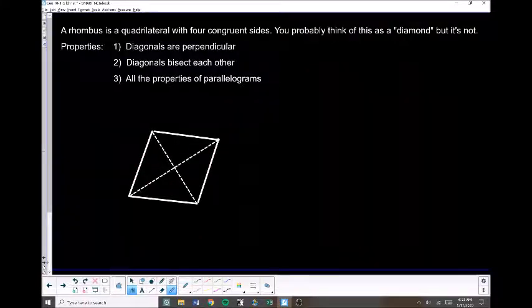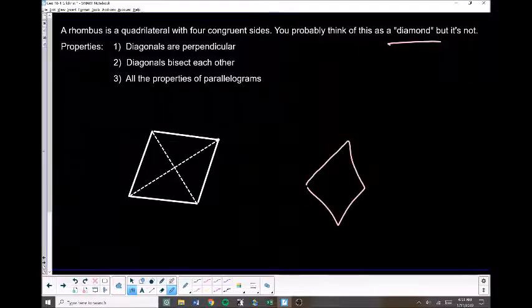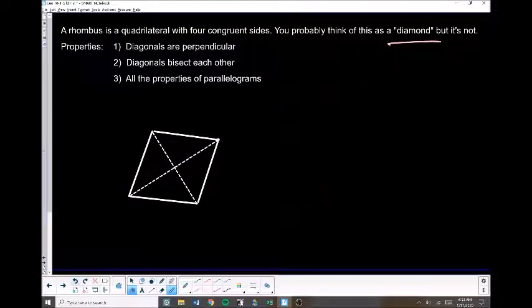You probably think of a rhombus as a diamond. Okay, you see a shape like this, and you think, oh, that's a diamond. But a diamond is really a rhombus. It's any shape where all 4 sides are the same length. So a square is a rhombus. Also, a rhombus is a parallelogram. All the properties of parallelograms apply to rhombuses.